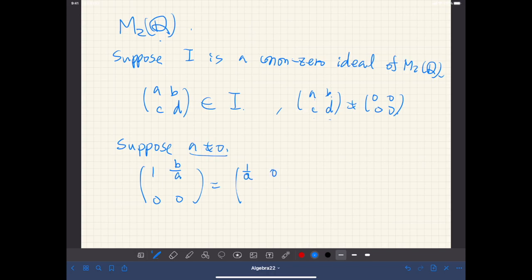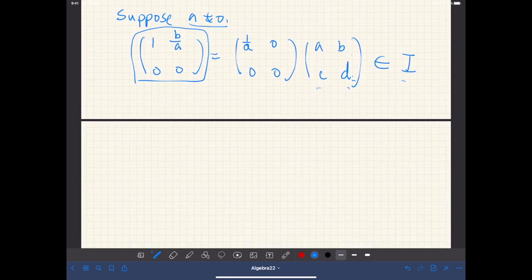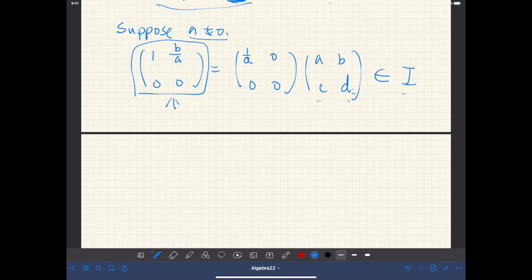1 over A, 0, 0, 0 times A, B, C, D. And this matrix A, B, C, D is an element of the ideal. So since we are assuming that this I is a two-sided ideal, this should be an element of I. So therefore this matrix is an element of this ideal. But now using this matrix we can express 1, 0, 0, 0 as a product of these two matrices.